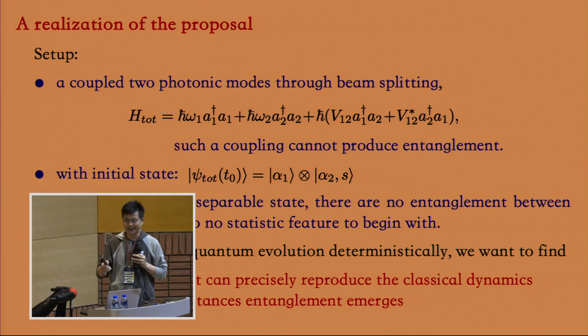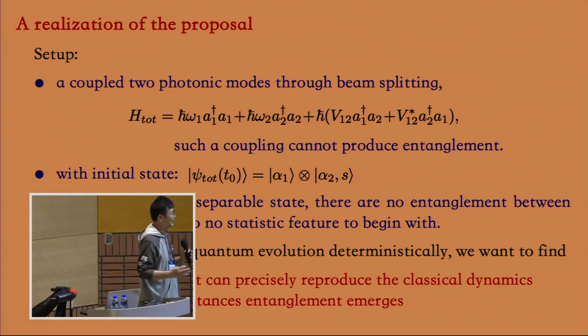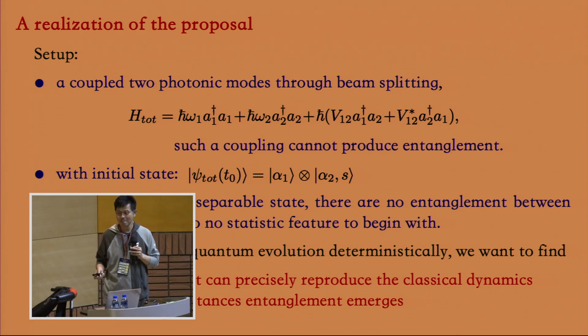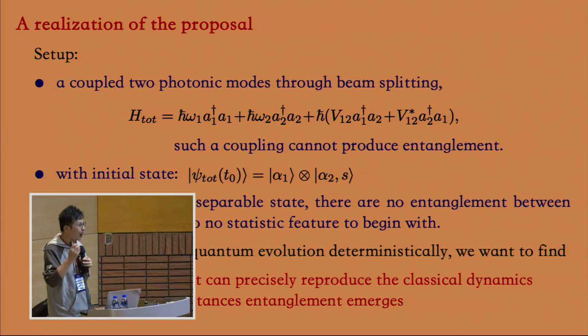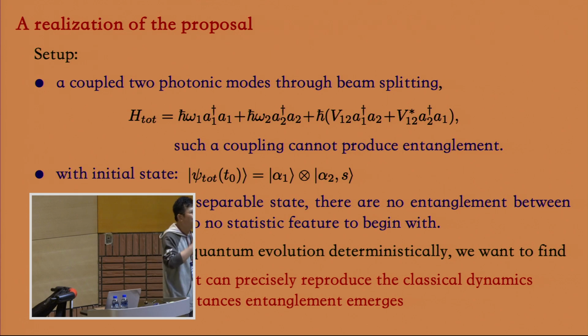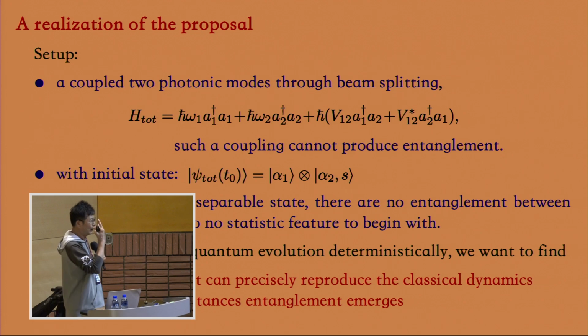Then we simply solve the quantum evolution of such a system. You have the initial state, you have the Hamiltonian, you can solve it. That's a very simple problem. What we want to find is under what condition the quantum dynamics will produce precisely the classical dynamics. Probably among all kinds of quantum systems, there is only one example that can give such a realization. And then in other conditions, we find that entanglement will emerge.